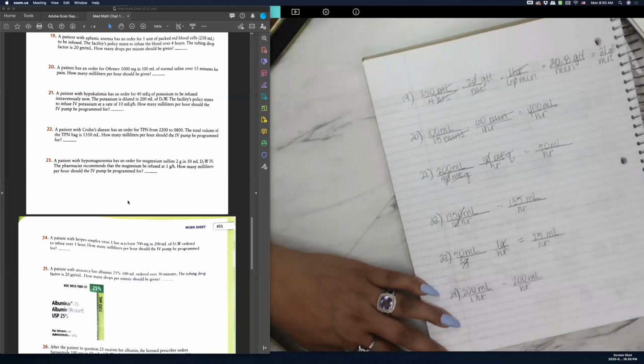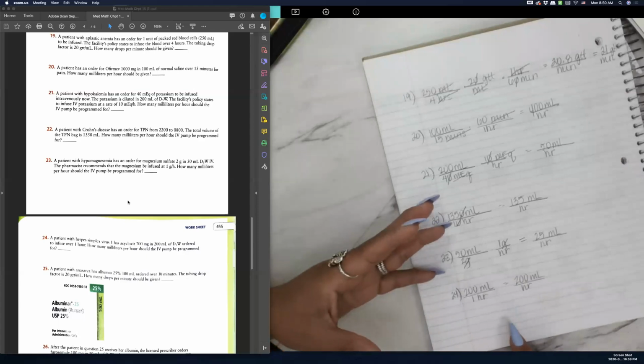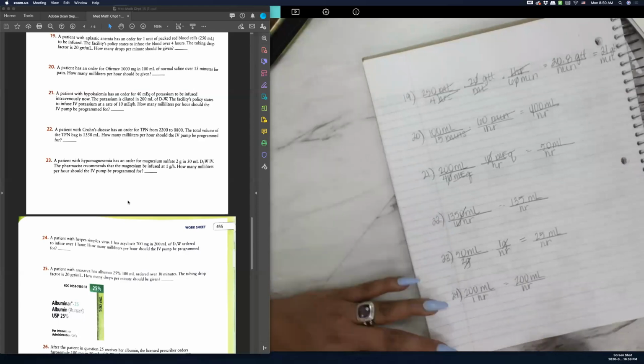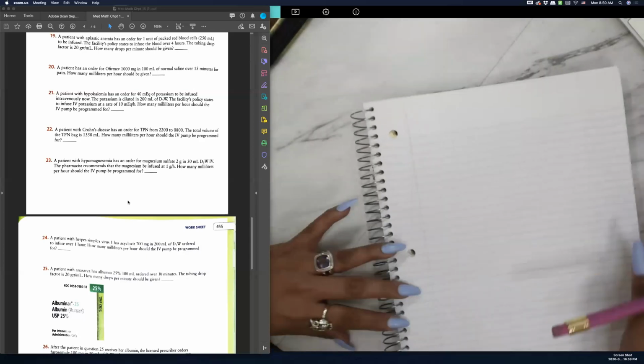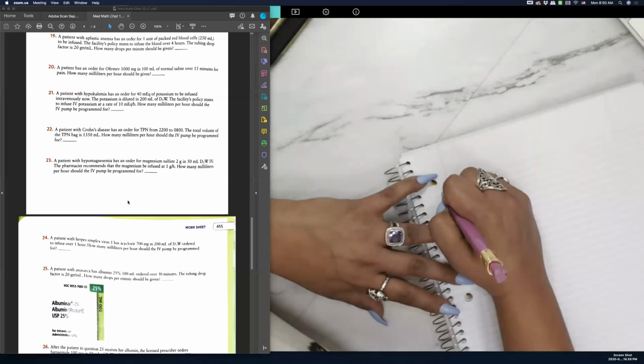So don't get confused, don't second guess yourself. Some of these problems really are just that simple, and they're just making sure, one, you can identify what the volume is that you're administering to your patient in their IV bag and over what appropriate time frame.